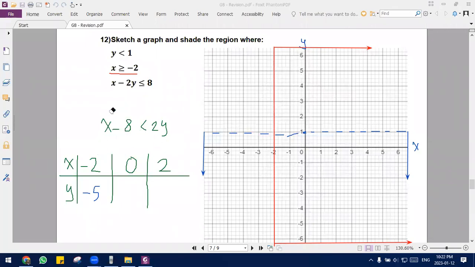Now we replace the second value. X equal to 0. Choosing 0 is always easy to substitute. So you put 0 here. 0 minus 8 is minus 8. Then you have to divide it by 2 to get y, because minus 8 equals 2y. We need only 1y, so dividing by 2 gives minus 4. Now for the last value, you substitute x by 2.